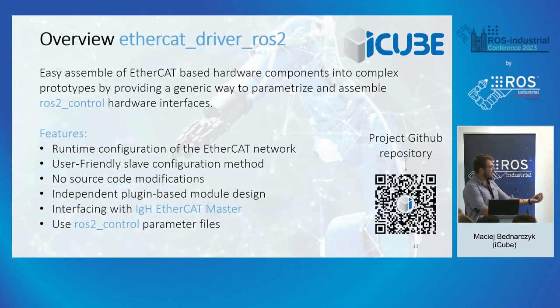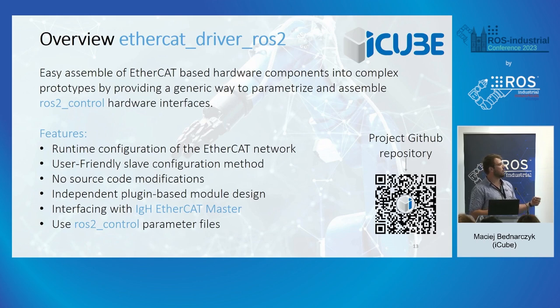So the goal that we had, which was not available at the moment when we started, is this: we had been working for many years with EtherCAT, and we had a lot of things working on EtherCAT, but it took a lot of time to deploy these applications, and we wanted to combine the features of ROS control and ROS in general with EtherCAT in a way that we can very easily assemble applications. That is why we developed the EtherCAT driver for ROS 2, whose goal is to make the assembly of any EtherCAT hardware component-based systems very easy and standardized.